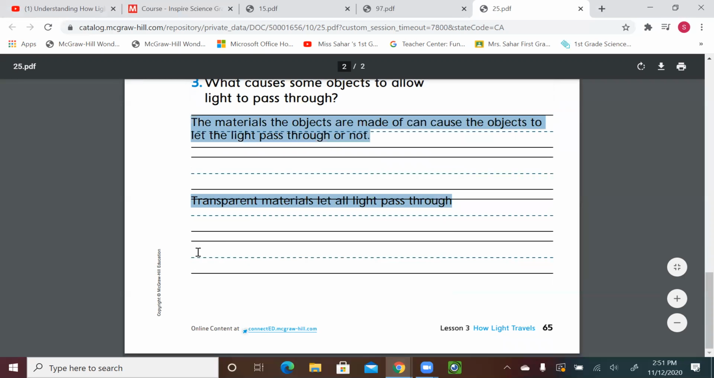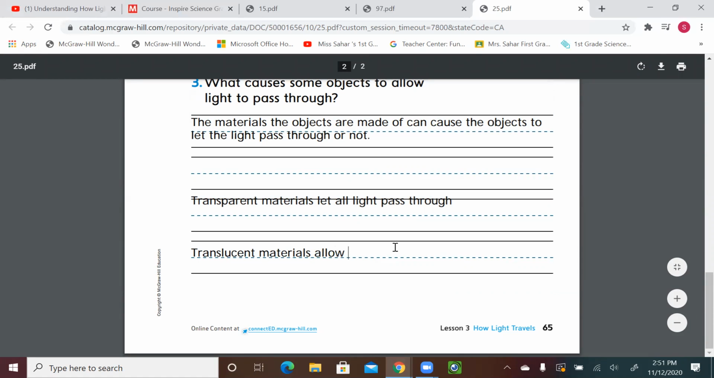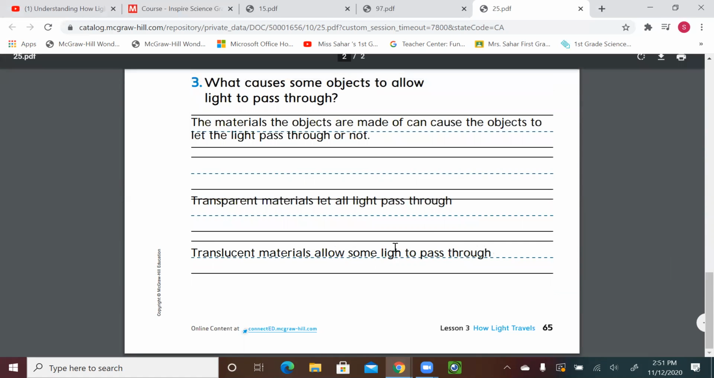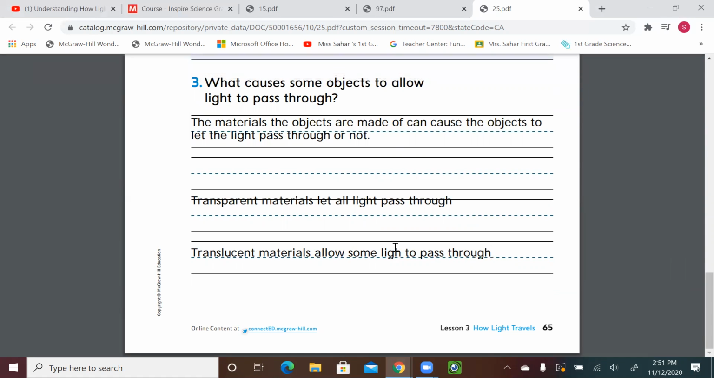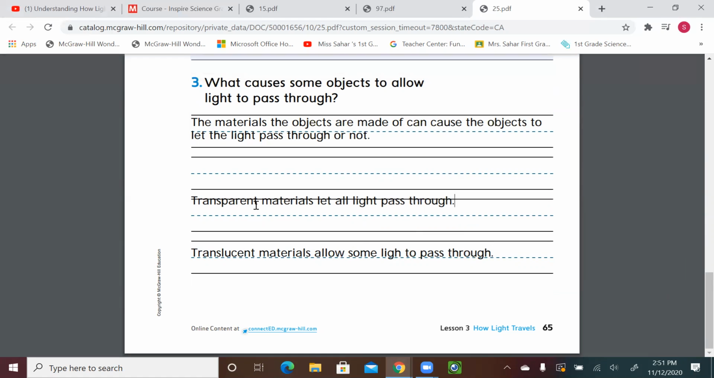And then translucent materials allow some light to pass through, like the curtains, like wax paper. So you can always stop the video, take your time till you write your answer.